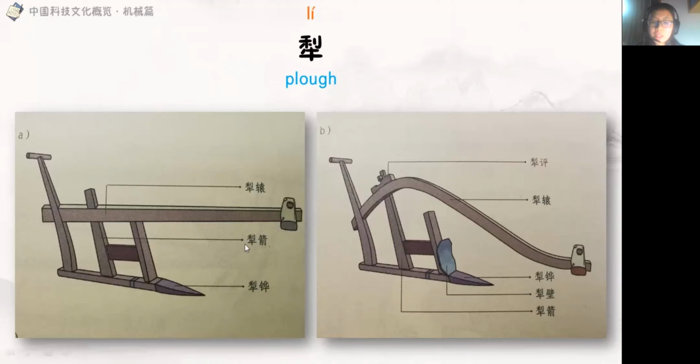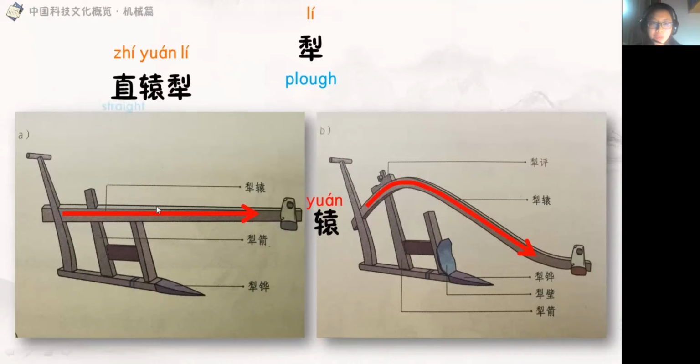Can you tell the difference between these two kinds of plows? One is straight and another one is curved. Very great. You can see the biggest difference is about this part. It's called 辕. The left one, 辕, is straight. If you remember how to say straight, 一直, so straight, 直辕犁 is this left one.